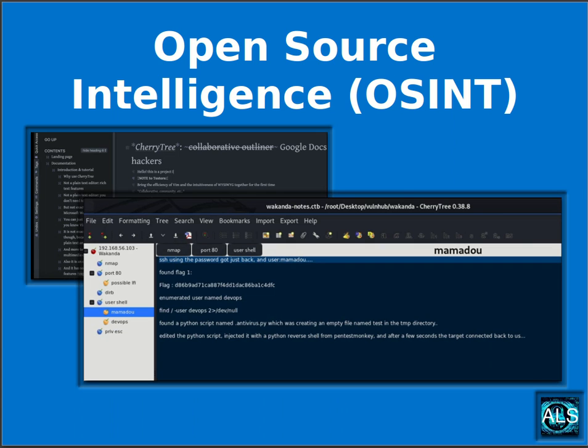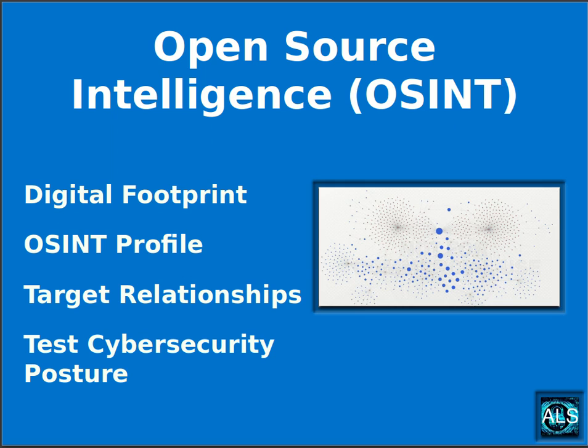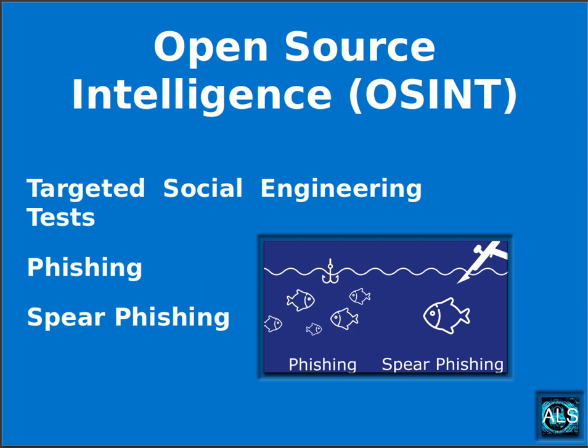So let's put it all together. So we start in CherryTree or whatever software that you're using, and we start collecting the information. We just want to put all of that information together so that we can develop that digital footprint. That footprint is going to lead to an OSINT profile. You're going to be able to see what relationships your targets have, and then you're going to be able to test their cybersecurity posture from there.